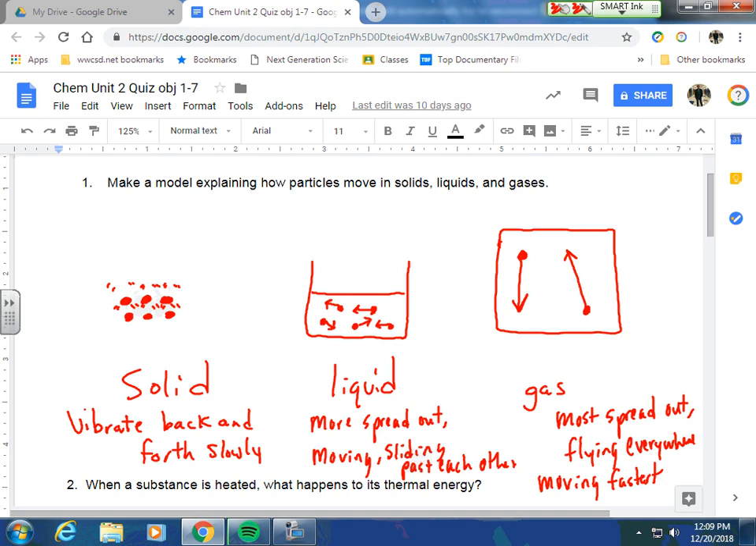All right, well, number 2: when a substance is heated, what happens to its thermal energy? I want to say more about this than what I was looking for on the quiz. What I was really looking for was something about the speed of the particles and thermal energy. So if you increase the heat of a substance, the thermal energy is going to increase, right? That makes sense, doesn't it? If the thermal energy increases, what happens to the speed of the particles? They go faster, right? Can I erase this now?